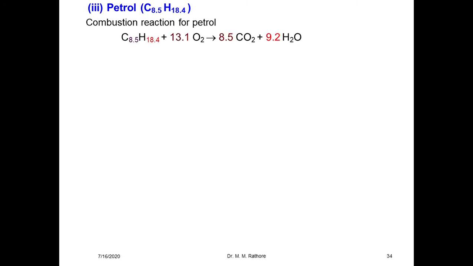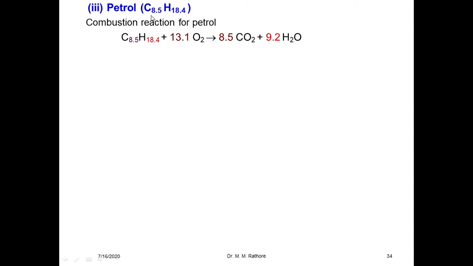Now for petrol, how will you find it? For petrol you can find it based on the combustion reaction of petrol. The combustion reaction for petrol is given as C8.5 H18.4 plus 13.1 O2 gives CO2 and H2O. So you have to balance the equation. This can be found by balancing the equation. It is not found easily. Just by remembering this equation, it is not possible.